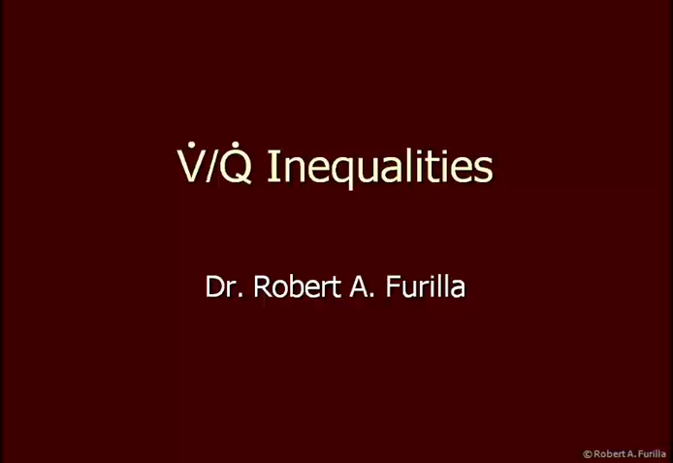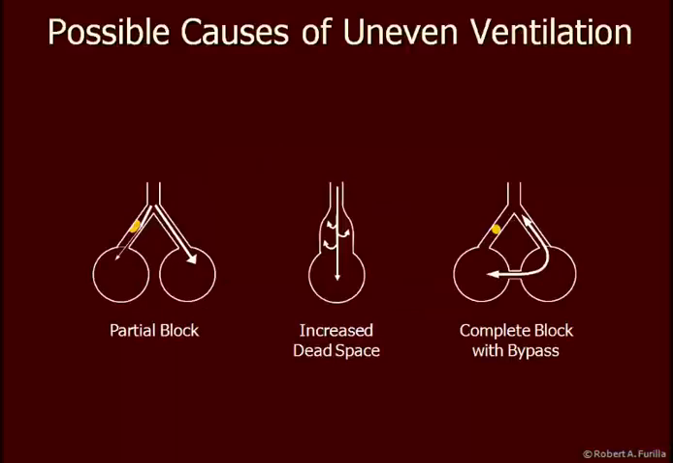In this talk, I'm going to discuss ventilation-perfusion inequalities, sometimes called mismatch or heterogeneity. V with a dot on top of it stands for ventilation. A Q with a dot on top of it stands for perfusion, or blood flow. There are a couple of possible sources of uneven ventilation. I've listed just three here.